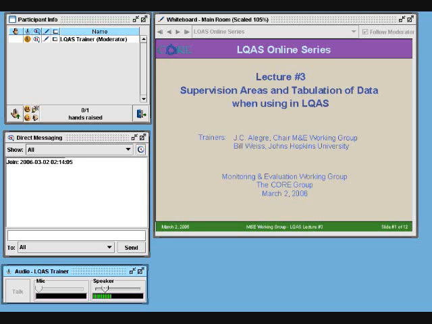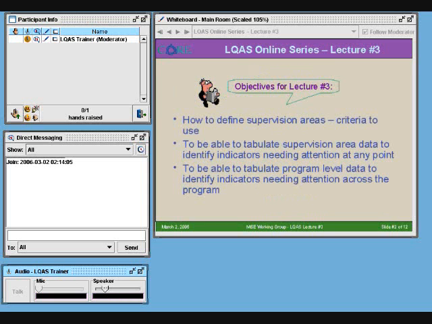As we addressed the basic principles of LQAS in lecture number 1, and we saw how to randomly select communities and households as a two-stage sampling procedure in lecture number 2. Today we will concentrate on supervision areas, specifically some key considerations for defining supervision areas in your project catchment areas. And we will also take a closer look at the process of tabulating data collected through LQAS in order to do data analysis for informed decision making.